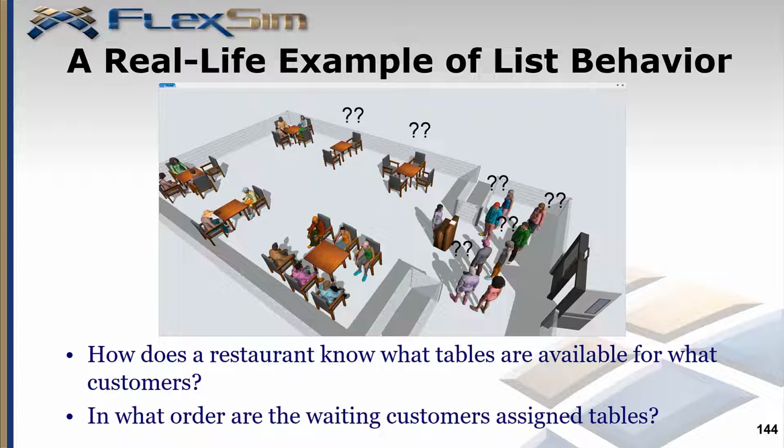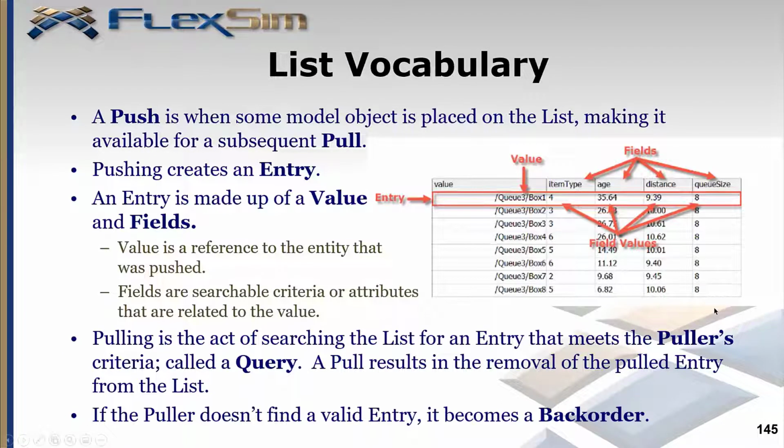Okay. Now, when we work with the list in FlexSim, there's a little bit of vocabulary that I want you to be familiar with. First is this notion of pushing and pulling. We say that a push happens with a list when some model object is placed on the list, making it available for a pull later on in the model. So in the restaurant example, customers are pushed onto the list in order to make them available to be sat at particular tables.